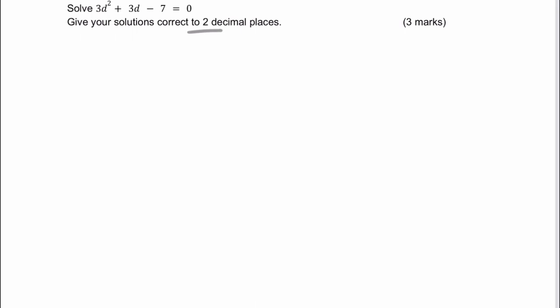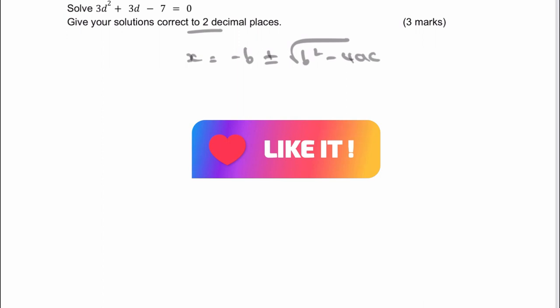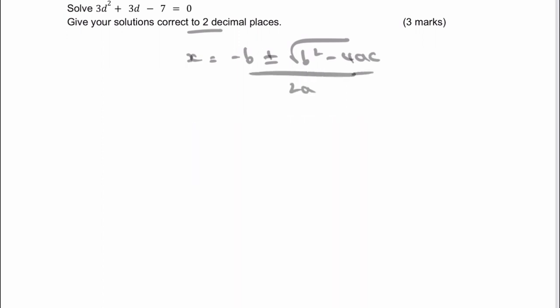So what we're looking for is to apply the formula x equals minus b plus or minus the square root of b squared minus 4ac, all over 2a. Now you might find that in the front of your exam paper, or it's something that you might need to learn. I think that for most of the exam papers it's given on the formula sheet, and it's fairly straightforward to apply, because if we look at the actual question itself, we've got 3d squared plus 3d minus 7.